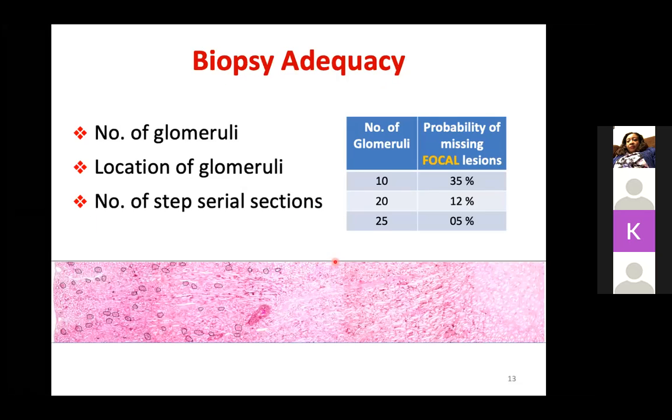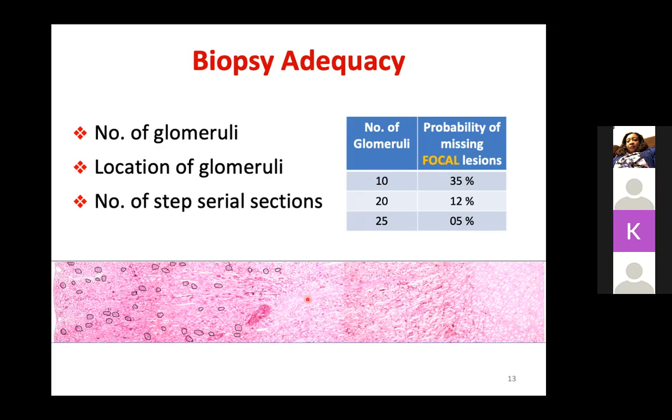Then the question is, how many glomeruli you would like to see before giving any diagnosis? The answer to this is variable depending upon the situation. If I sample only 10 glomeruli, chances of missing a focal lesion would be 35%. Whereas if I happen to see 25 glomeruli, chances of missing a focal lesion would be only 0.5%. So the more you see, the better it would be for not missing any focal lesion.